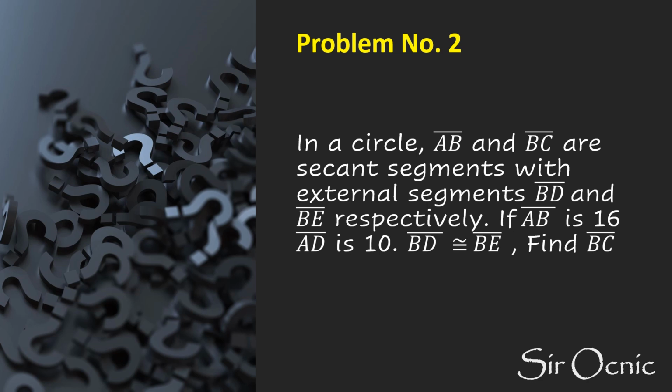Problem number 2. In a circle, segment AB and segment BC are secant segments with external segments segment BD and segment BE respectively. If AB is 16 and AD is 10, BD is congruent to BE, find the measure of segment BC.